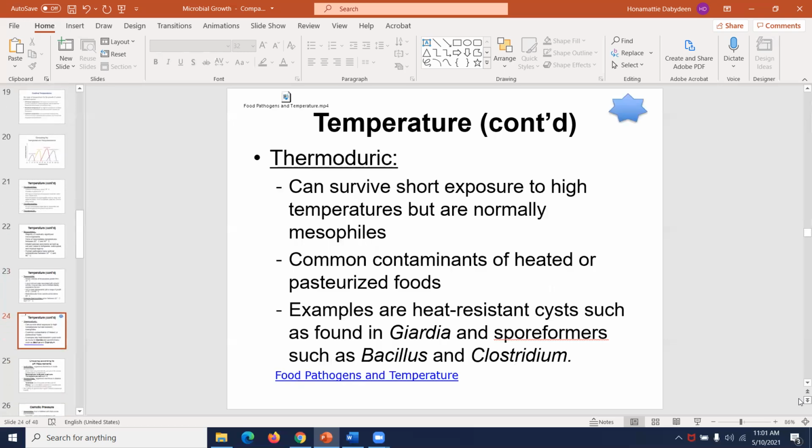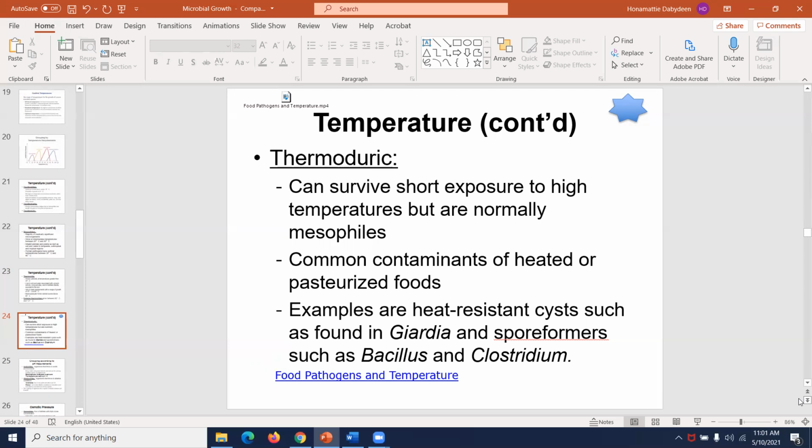All right, thermoduric, again, like psychroduric, they don't like the hot temperature, but they can survive short exposures to hot temperature. Some of the thermoduric organisms can survive when we pasteurize our milks and our juices. We heat them up to about 63 degrees Celsius for a half an hour. That's one way to pasteurize. Another way is to heat them up maybe to 71 degrees for about 15 seconds or so.